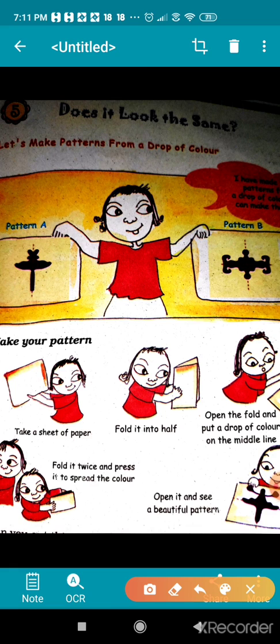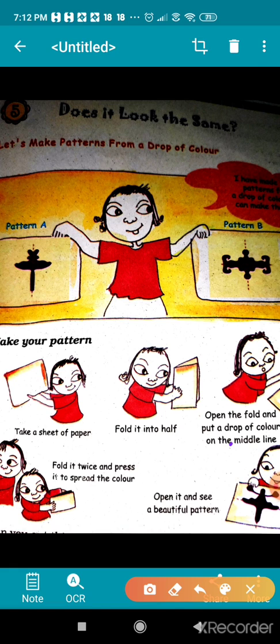Does it look the same? Children, in this lesson you will know about symmetrical figure and asymmetrical figure, line of symmetry, mirror image, and rotation, 1/4 rotation and half rotation. Okay, so let us start.